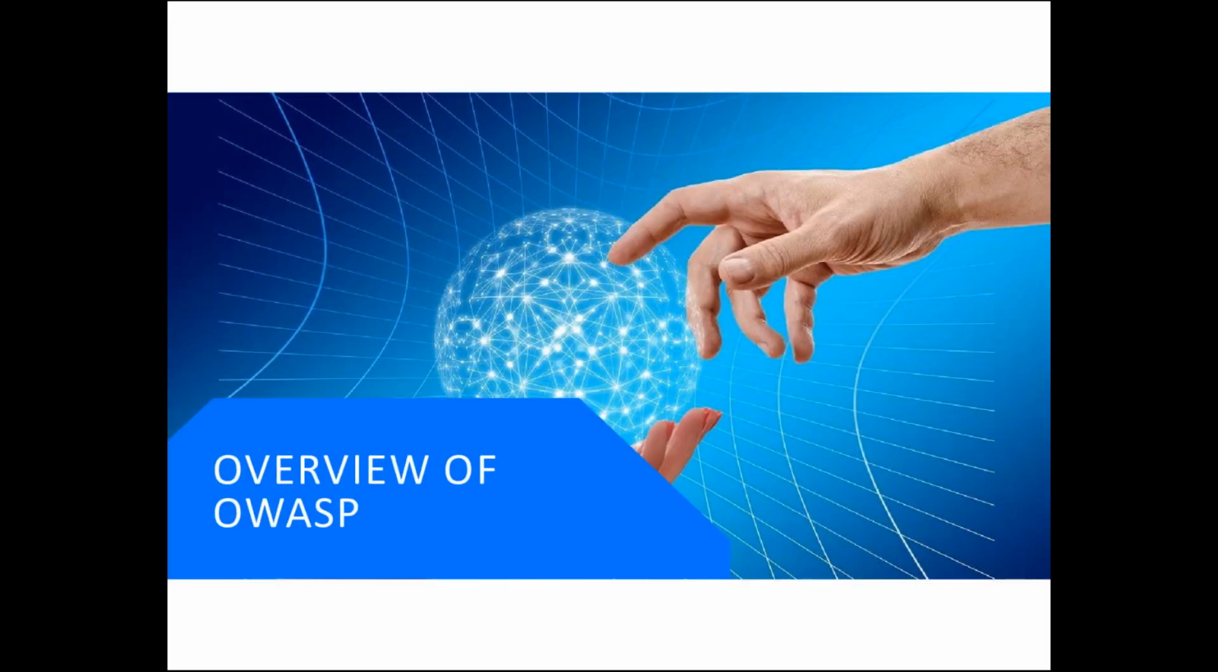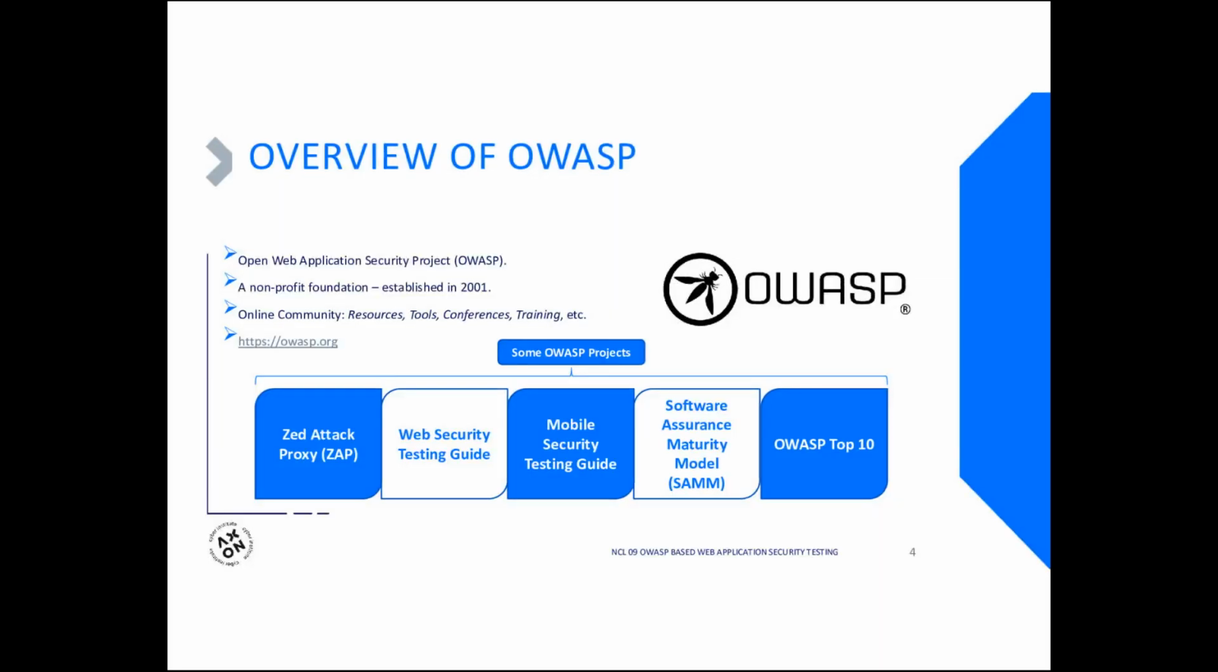So let's start by talking about a background of OWASP. OWASP stands for Open Web Application Security Project. They have an online community. It's a non-profit foundation, established in 2001. It consists of many experts in the field of cybersecurity and particularly web application security. And over the years, they have provided so many resources, tools, conferences, trainings, videos, tutorials, etc.